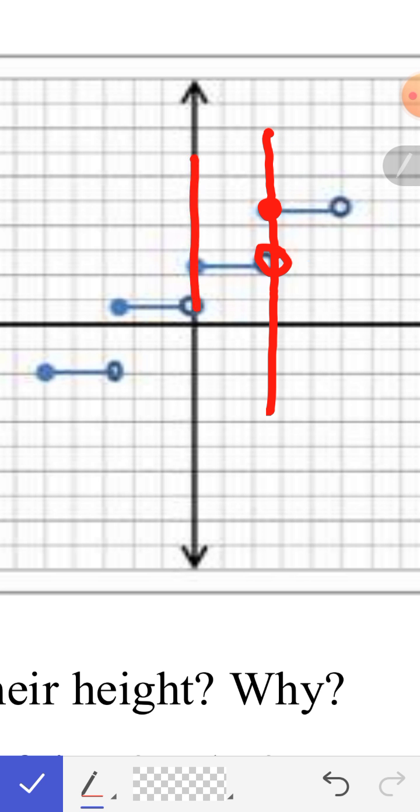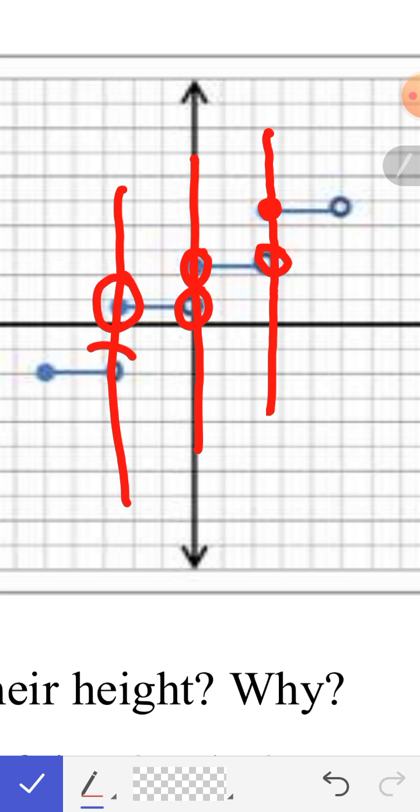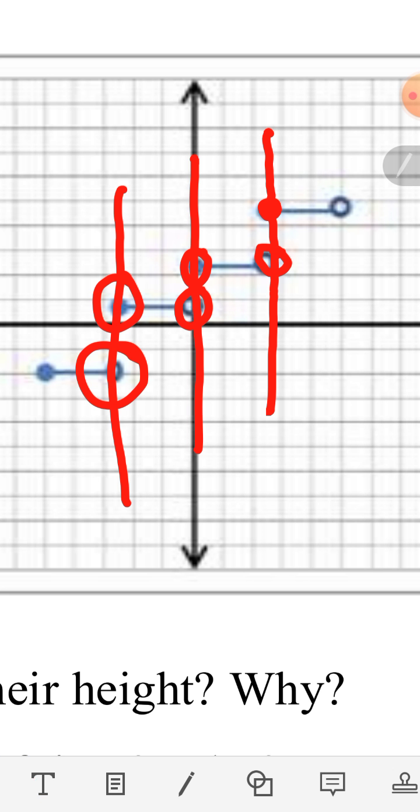If I draw another one here, same thing. This point is included, but this one isn't. So it doesn't cut the graph at this point right here. If I draw another vertical line here, same thing. Here it cuts it, but over there it doesn't. So since there is no case where a vertical line cuts this curve more than once, I can conclude that the vertical line test has been satisfied, and therefore this is a function.